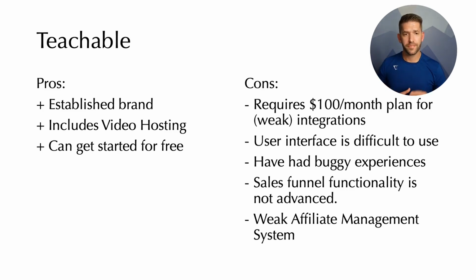On the cons, in order to have no transaction fees, which is the most important part, right now with their cheaper plans, they'll take 5% of all the sales you do. Really hard to grow your business that way. The pro plan is $100 per month right now. On the annual, if you pay for the whole year, it's $100 per month. And that's what you need to get no transaction fees and to include some integrations, which the integrations are rather weak. We'll talk about that in a second.